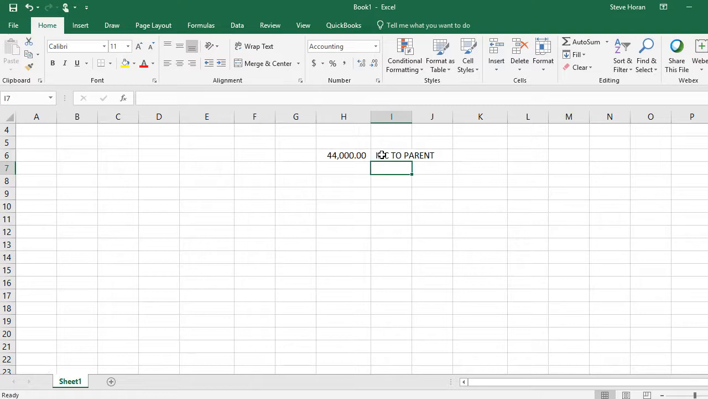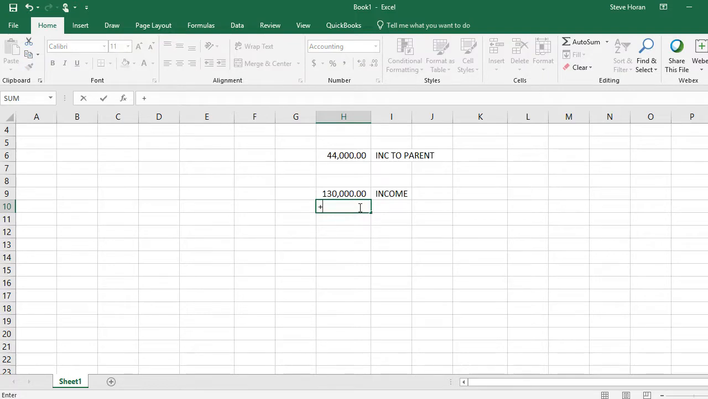And then we have, remember the income was $130,000? That was the income of the partnership itself. And then the parent owns 60% of that. Remember that, let's go 0.6. So 130 times 0.6, because the child was gifted the 40%. So that's $78,000.